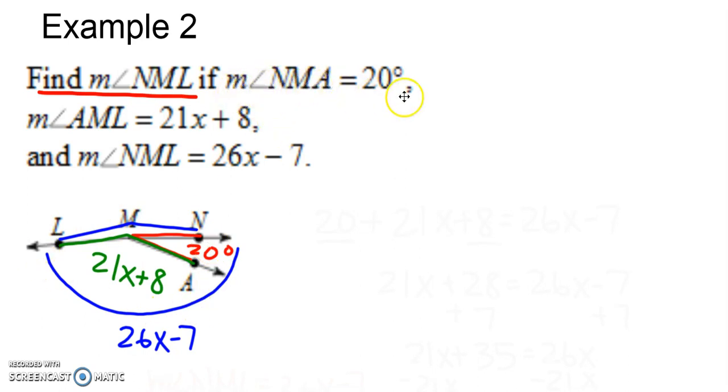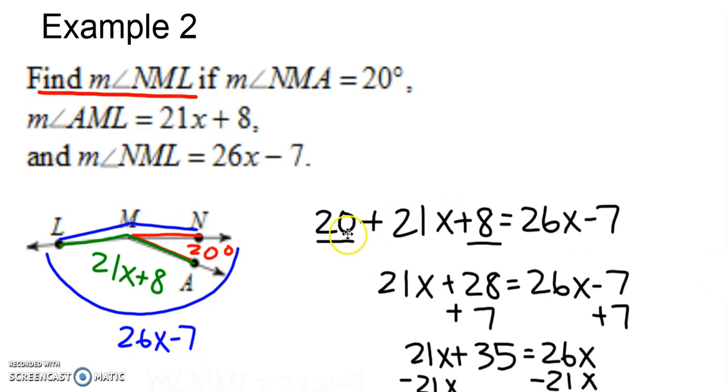If NMA is 20, so NMA right here I put in red is 20 degrees. AML is 21x plus 8, so AML I put in green right here is 21x plus 8. And NML, the whole entire angle, is 26x minus 7, and I just drew a little arc here to show that that's the whole entire angle. So similar to what we just did in the last problem, we need to take the two smaller parts of the angle and add them up, set it equal to the larger angle.